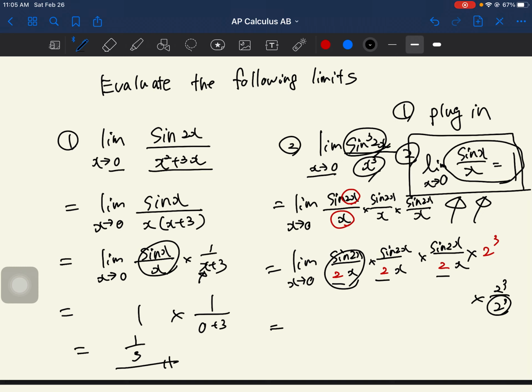Then these are going to be 1. So 1 times 1 times 1 times 2 cubed, which is 8.